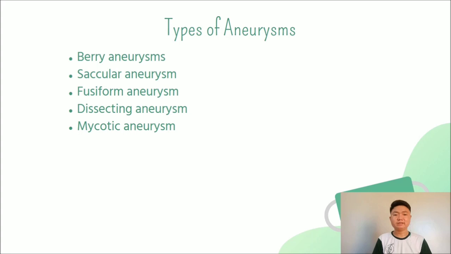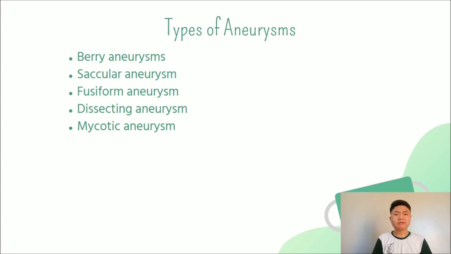In a dissecting aneurysm, the tunica intima pulls away from the tunica media of the artery and blood is forced between the two layers. It may result from atherosclerosis, inflammation, or trauma. Mycotic aneurysms are caused by emboli from infections such as bacterial endocarditis.